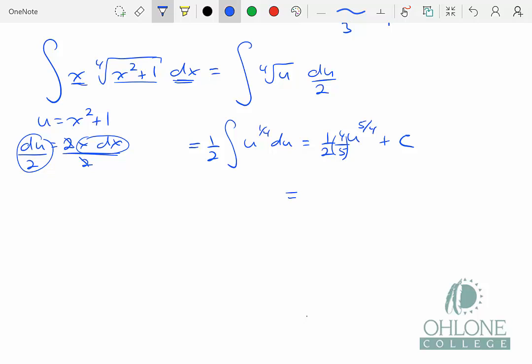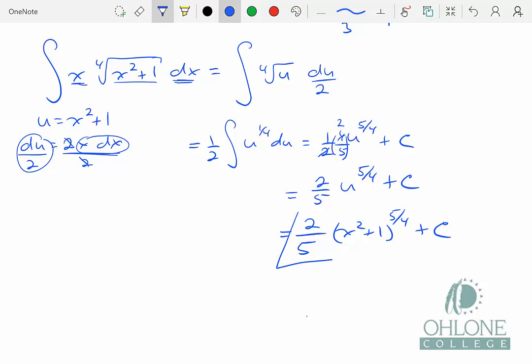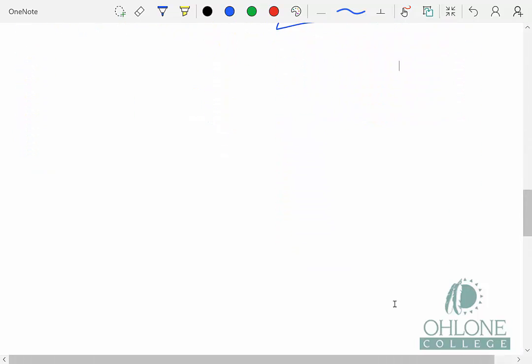Let me clean that up a little bit. 2 goes into 4 twice. So I have 2 over 5 u to the 5 over 4 plus c. And then if I resubstitute back in for x, 2 over 5 times x squared plus 1 raised to the 5 over 4 plus c is my integral. And again, I encourage you to pause and check the derivative of that to make sure that it does work. All right, one last example.